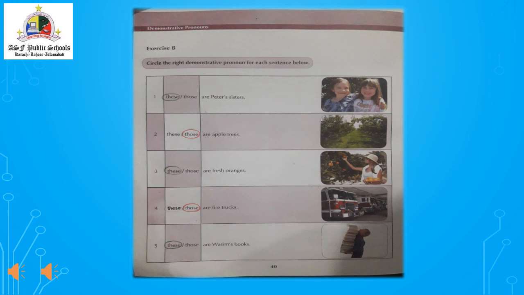In the fourth sentence, the trucks are far from the person who is pointing. So the answer is those. In the fifth sentence, the books are in the boy's hand and near to him. So we will circle the answer these.